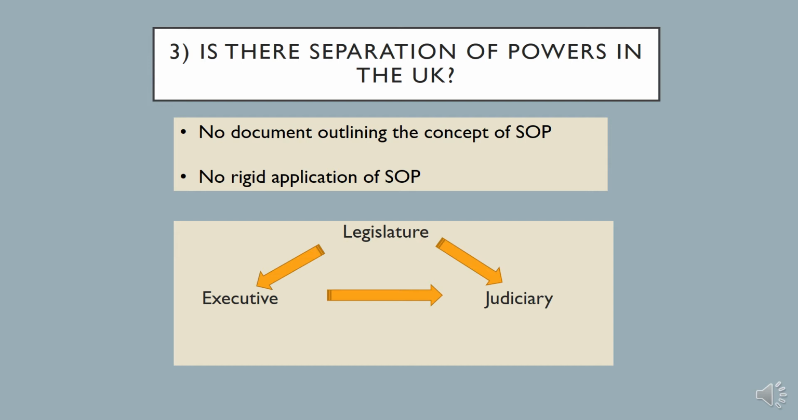Is there separation of powers in the United Kingdom? As we know that there is no written constitution in the United Kingdom, there is no document which outlines the concept of separation of powers. Therefore, there is no rigid application of this principle in the United Kingdom. However, we can still find that the 3 limbs of the government, legislature, executive, judiciary, are in existence in the United Kingdom too.